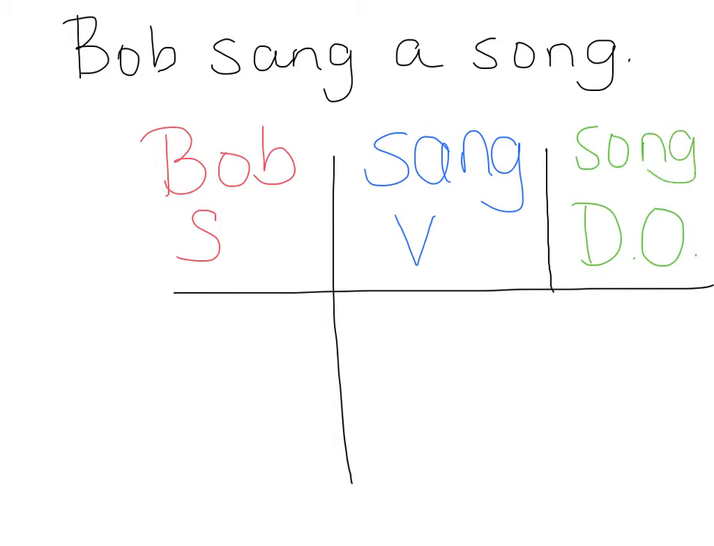But we've got this other word here, an article. And an article is actually a form of adjective. There are 3 articles in English: a, an, the. And this article is modifying song. So we would put it underneath the word that it modifies, like that.